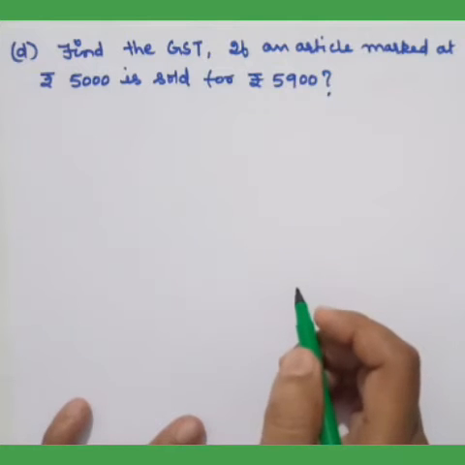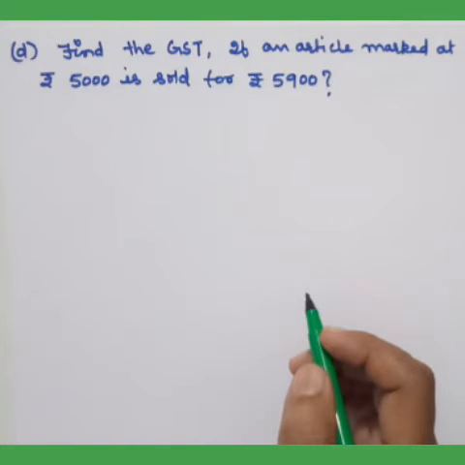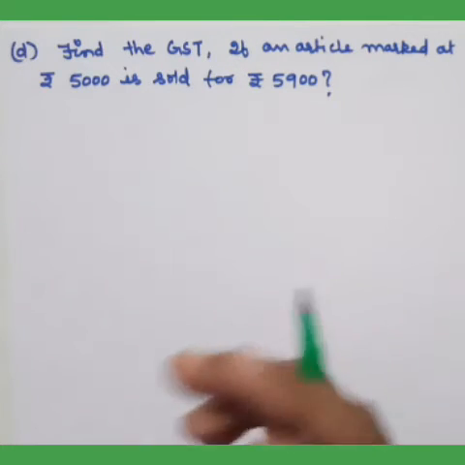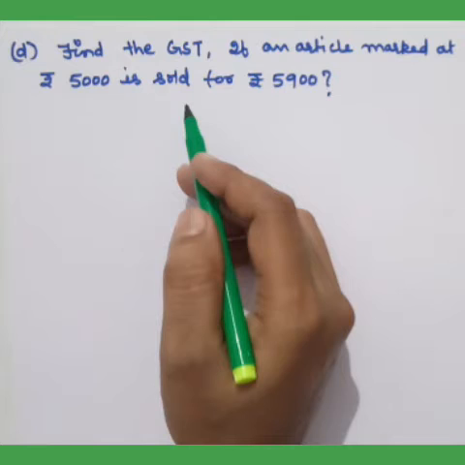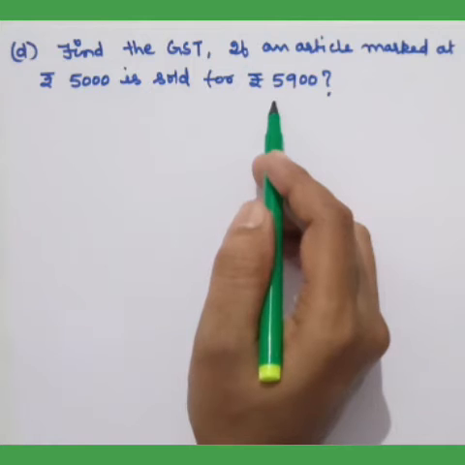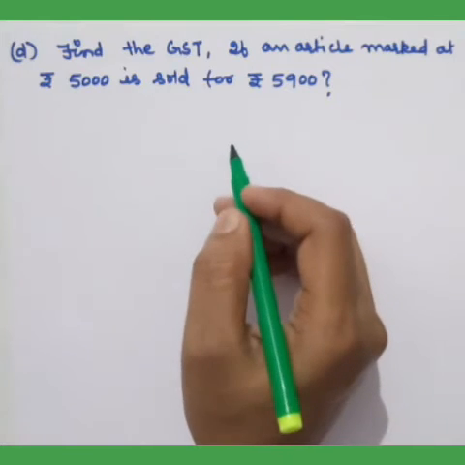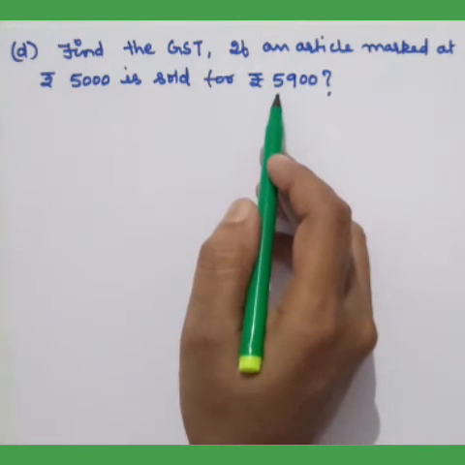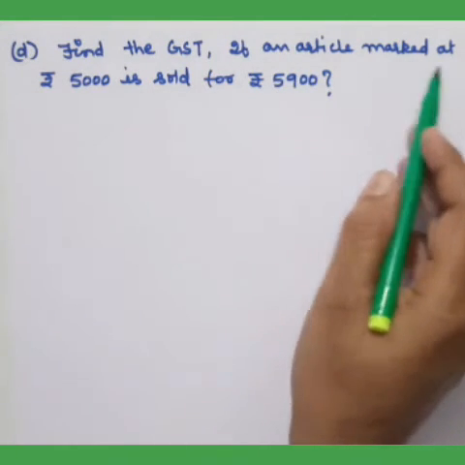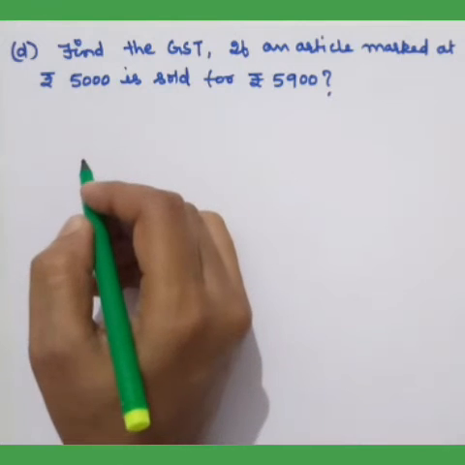Now let us move towards the next question, D part. Find the GST if an article marked at rupees 5,000 is sold for rupees 5,900. Children, please come back to the concept of GST. What is GST? GST is the extra amount, that is the tax on every item levied by the shopkeeper to us, and that tax is given to the government. Now see, here the price of the article is 5,000 but it has been sold for rupees 5,900. So find the GST. What will be your GST here?